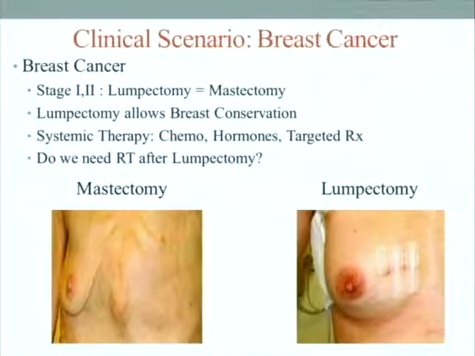So let's switch to some clinical scenarios. We've known for some time that in stage 1 and 2 breast cancer, lumpectomy, removal of the tumor lump, is equivalent to mastectomy in terms of survival, and it allows women to preserve the breast. In the age of good systemic therapy, such as chemotherapy and hormonal therapy, what's the role of additional radiation treatment when in breast conservation therapy?